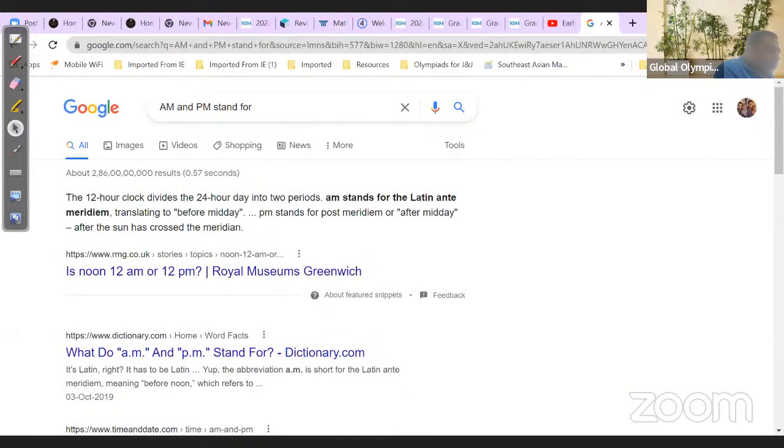So AM stands for ante meridiem, before midday. It's a Latin word. And PM stands for post meridiem, after midday. Did you understand? Midday means the middle of the day. And the middle of the day is at 12 o'clock in the afternoon, because by that time 12 hours have already passed out of the 24 hours. And 12 is half of 24, correct? Okay. Good job. Did you understand everything so far?